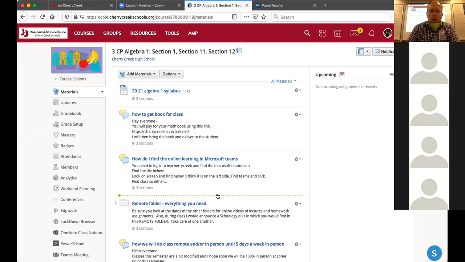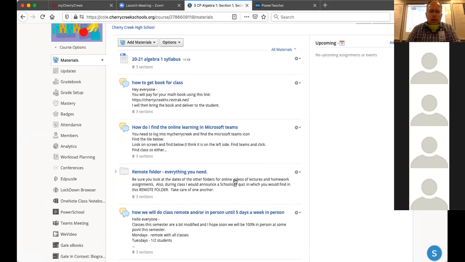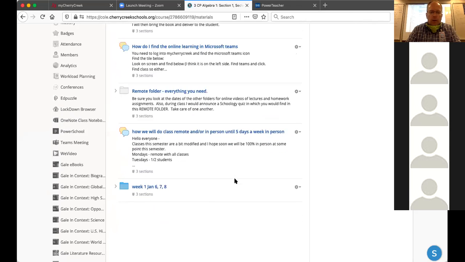And then in our remote folder is obviously everything that you would need to know. This link I was able to set up on Zoom. It allowed me to go all the way through the end of February. So at the end of February, I'll have to change the link, which is not a big deal. I'll modify it in here so we can see that. So that's what we got.